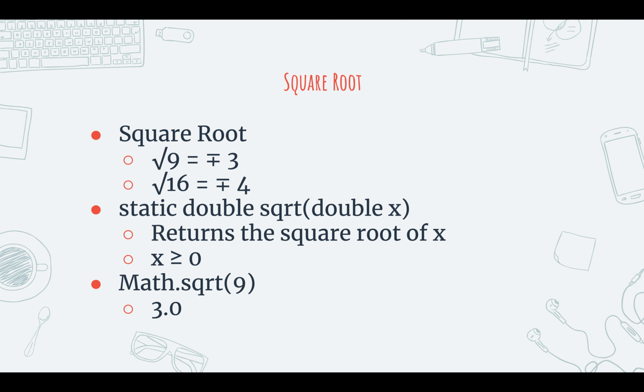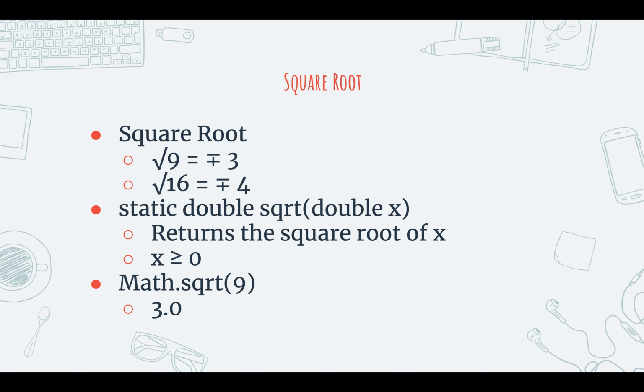Same thing with 16, but with a different square root. So what is the square root of 16? Well, it's plus or minus 4. Plus or minus 4 because -4 times -4 is equal to 16. +4 times +4 is also equal to 16.